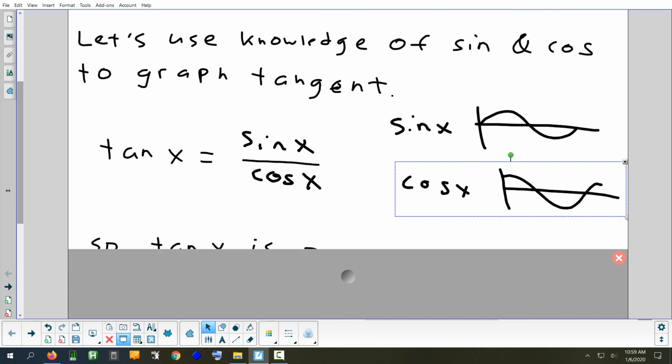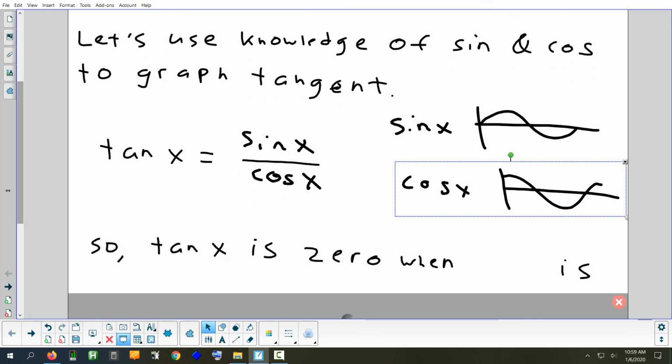All right. Now, the first thing I want to figure out is when tangent would equal 0. So tangent is equal to this fraction, okay? What's the only way that a fraction can ever come out to 0? The top is 0. The only way that a fraction comes out to 0 is if the top is 0. Look at the top. The top is sine. Now look at the graph of sine. Does the graph of sine ever hit 0?